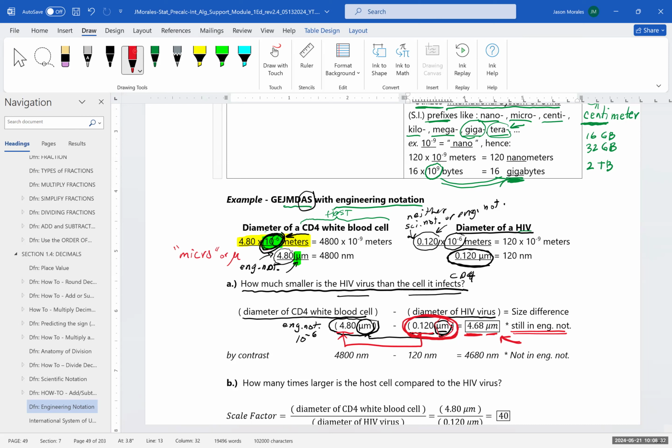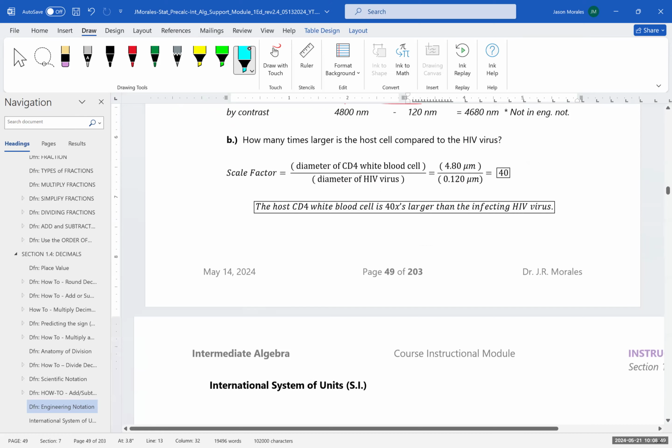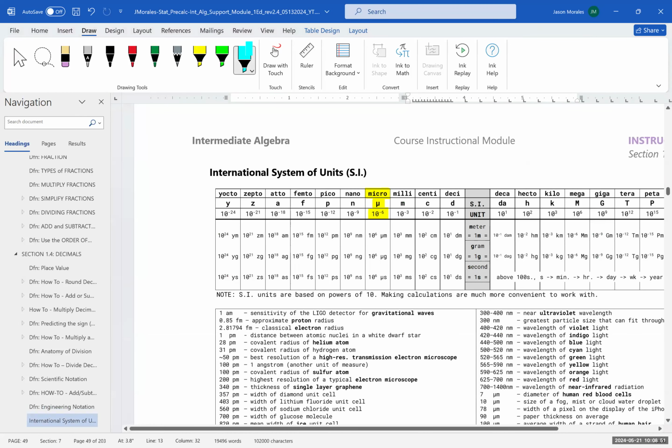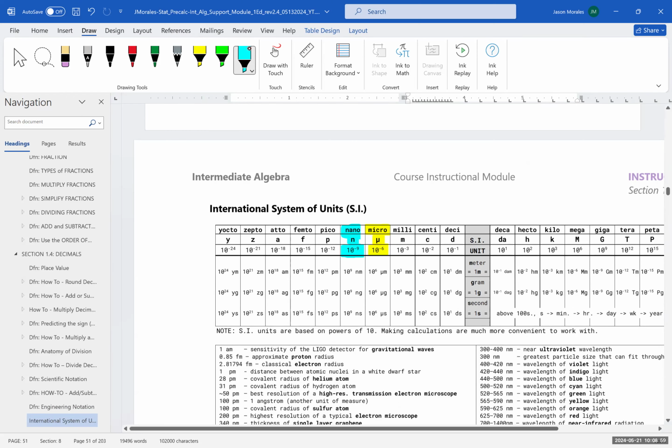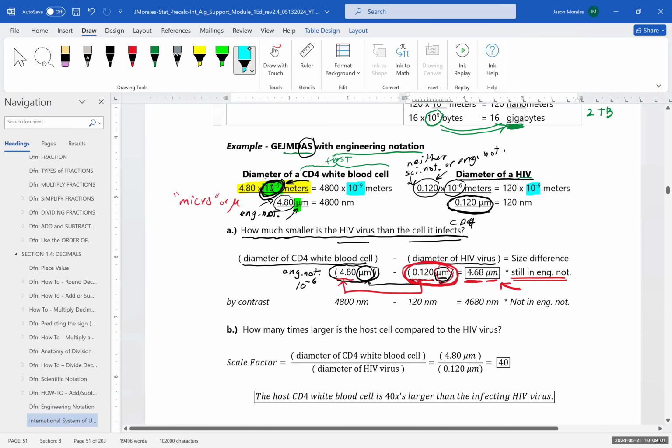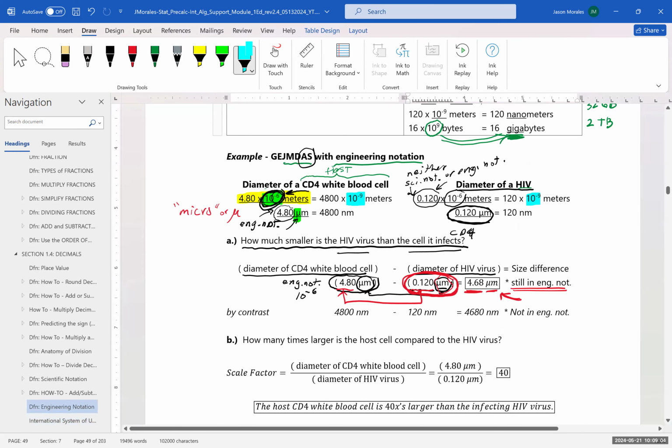Now, we could have, by contrast, instead of working with micrometers, which was 10 to the minus 6, done it with units of 10 to the minus 9 instead. And 10 to the minus 9 will give us the prefix nano, abbreviated with a lowercase n. So instead of dealing with this math in micrometers, we could have done it in nanometers.